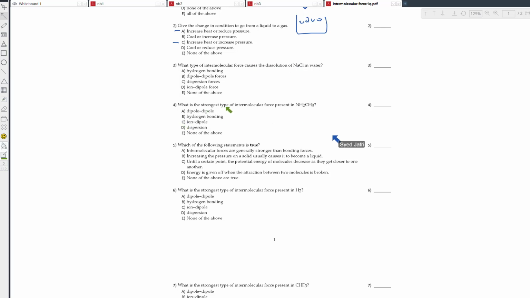Now the next. What is the strongest type of intermolecular force present in NH2CH3? Okay, I will make this NH2CH3 structure a little bit. CH3 I'm going to write here: C, H, H, H, and NH2 is here.